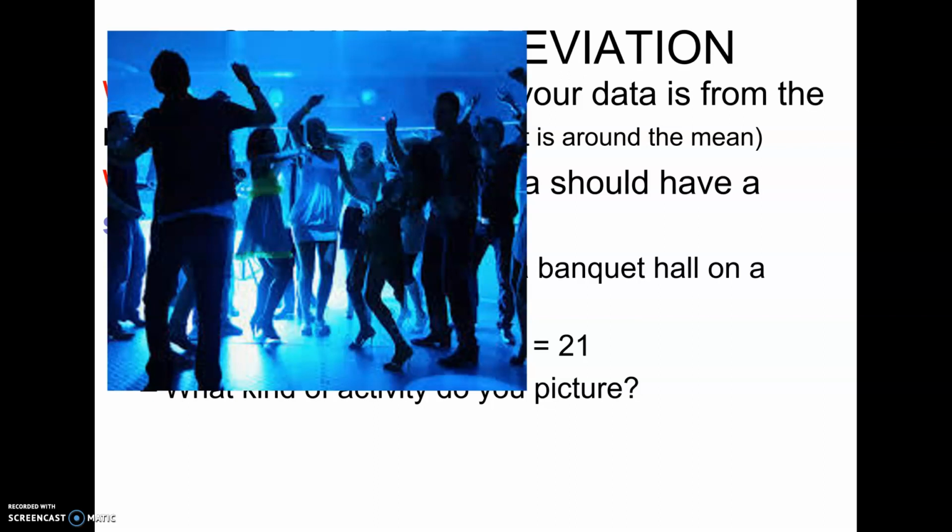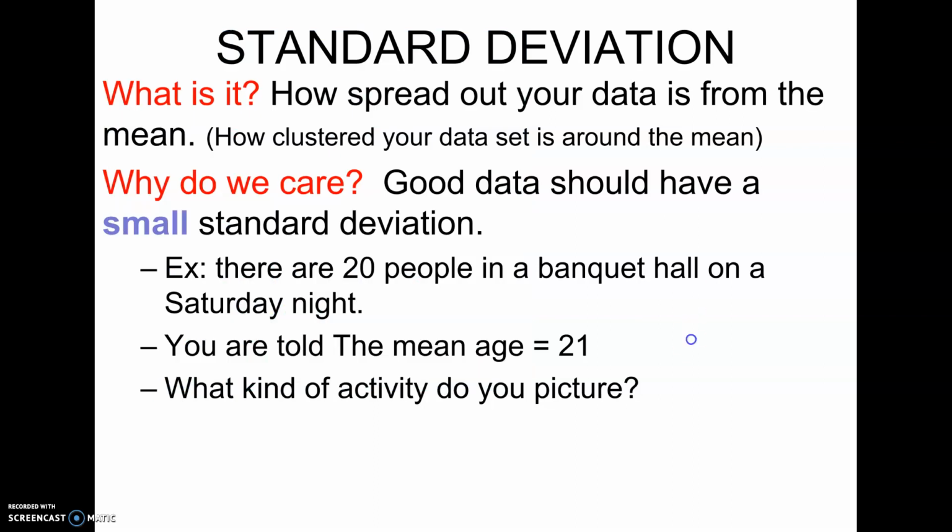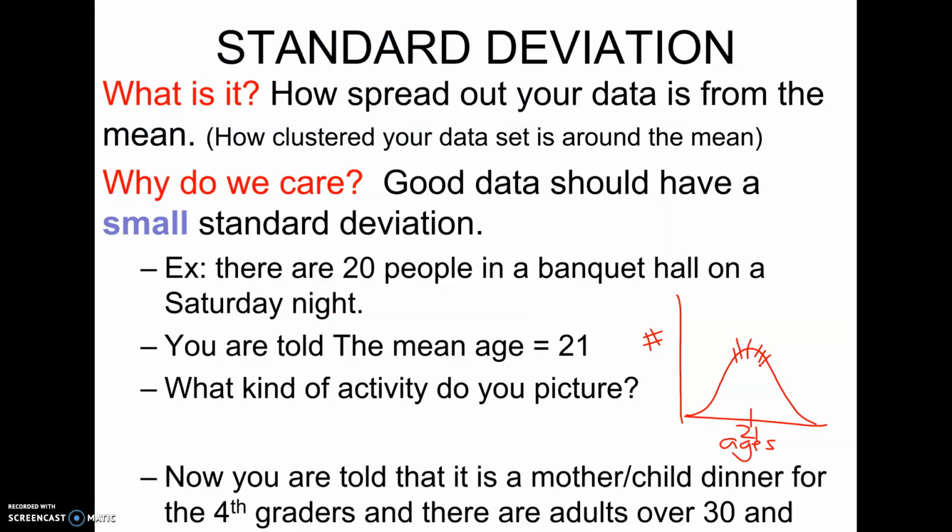Because when we think of this information, this is basically what we think. So the average age of a person at this party is 21. So I'm sort of thinking if we have different ages of people, that it looks something like this. This is the number of people of different ages, and I'm thinking 21 is here, and everybody's around 21.